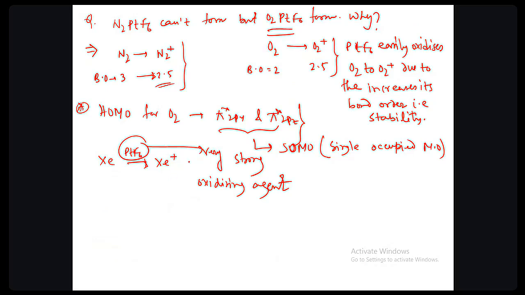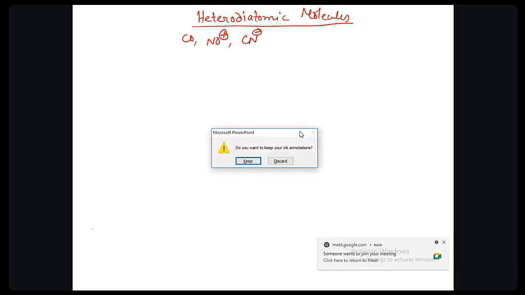So this is the detail about the homodiatomic molecular orbital. Now we come to the heterodiatomic molecular orbital, which is also in our syllabus. There are three MO. Heterodiatomic molecules. There are NO plus, CN minus.